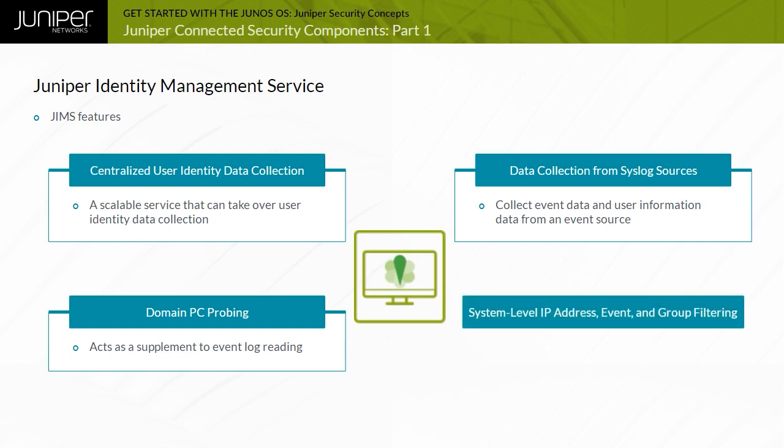System-level IP address, event, and group filtering. JIMS enables you to specify IP address ranges to include in or exclude from the reports the JIMS server sends to SRX series devices. You can also specify Active Directory user groups to include in the reports.